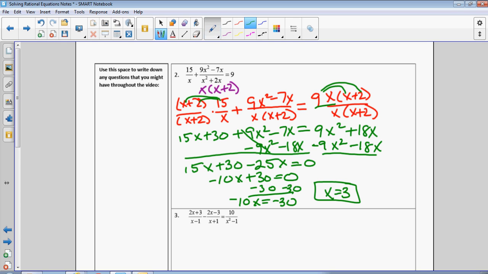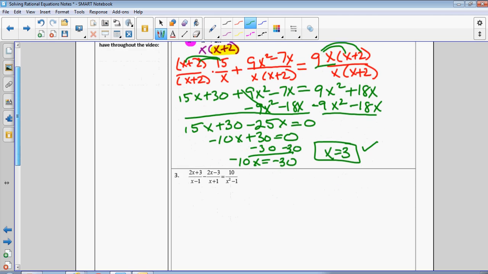So now I need to plug this into the denominators. If I put 3 in for x, I still have not 0, and that's good. And if I put 3 into x plus 2, well, that makes 5, and that's also good. So I have no issues with my answer of x equals 3, so I'll give myself a check. And let's move on to example 3.